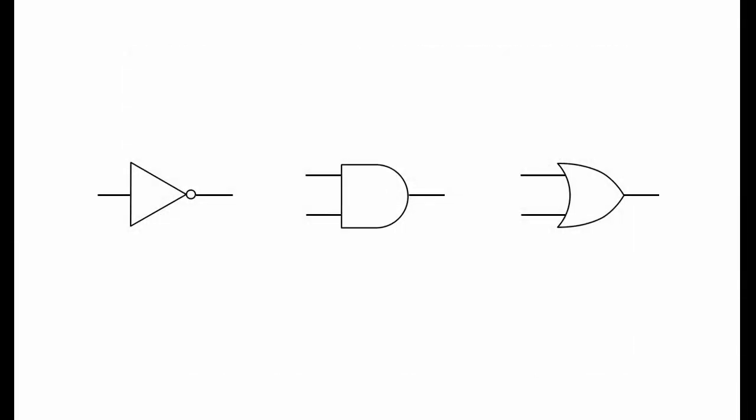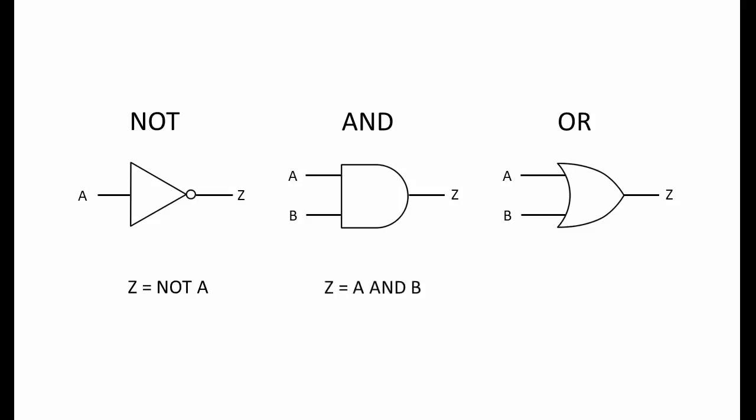These logic gates are the building blocks of computer circuits: NOT, AND, OR. If you label the inputs and the outputs, you can describe the operation of each gate with a simple expression. With the NOT gate, Z is the output of a NOT operation on input A. Z equals NOT A. With the AND gate, Z is the output of an AND operation on inputs A and B. In this case, Z equals A AND B. With the OR gate, Z is the output of an OR operation on inputs A and B. This time, Z equals A OR B.